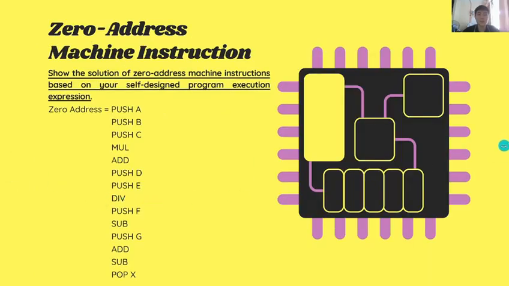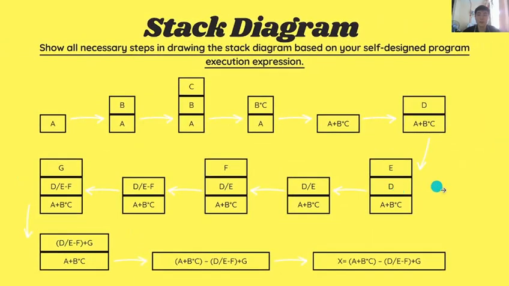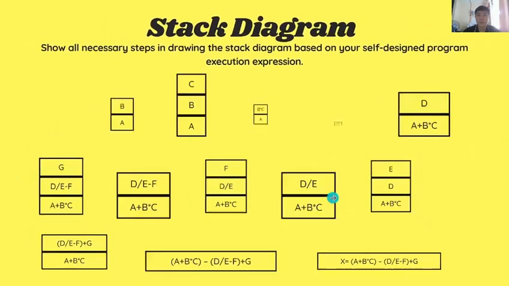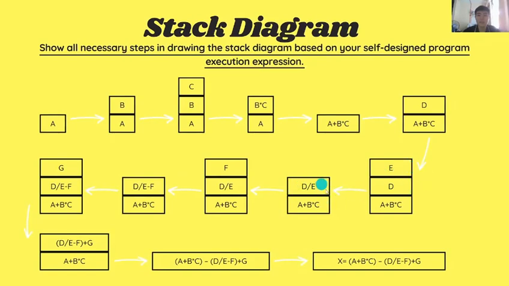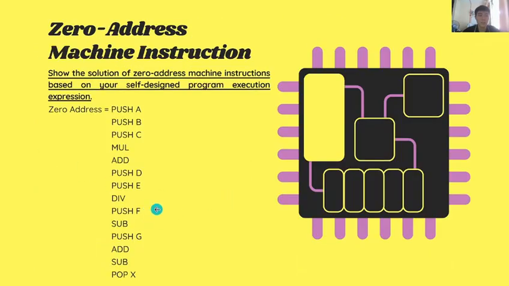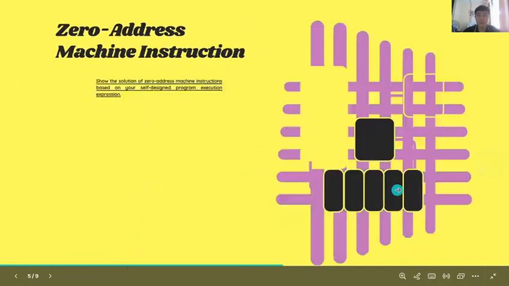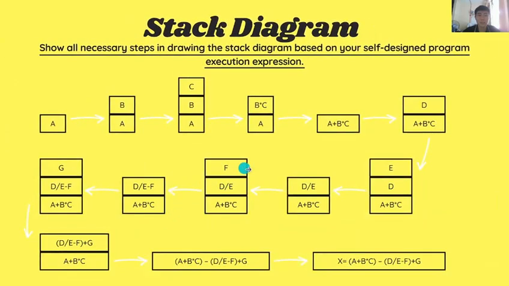And then another step is push E. Push E, you write the E above the D, like this, okay? And then the next instruction is divide. For divide, you just take the above one to down, so that means like this, D divided by E. And then another instruction is push F. Push F, you just write the F above D divided by E, like this. And then subtract. You take the above one to down, that means D divided by E, subtract F. Subtract, that means minus also.